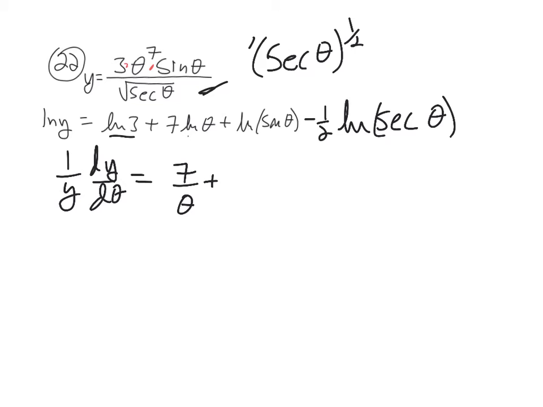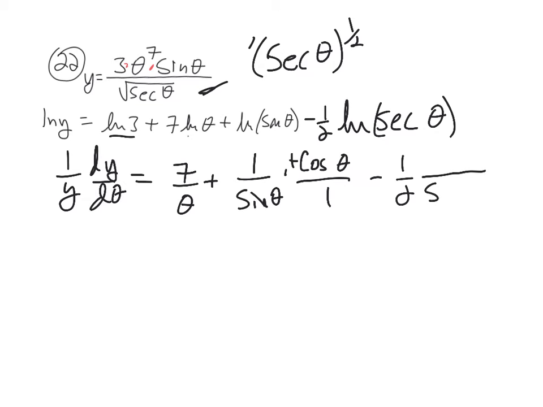plus 1 over the sine of theta, and then what I forgot to do was do a chain rule here, so that's positive cosine theta over 1, of course, minus 1/2 times 1 over the secant of theta, times the derivative of the secant, which is secant theta tan theta, right? I squeeze that in. See how that secant cancels off? So what have we got?